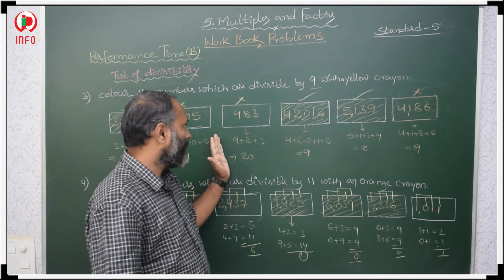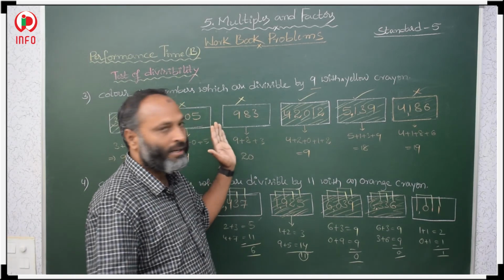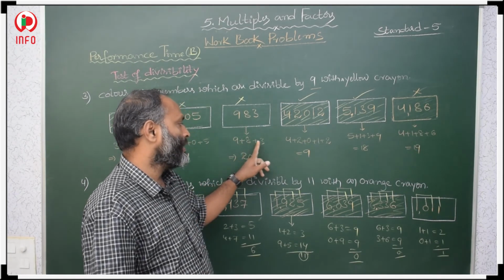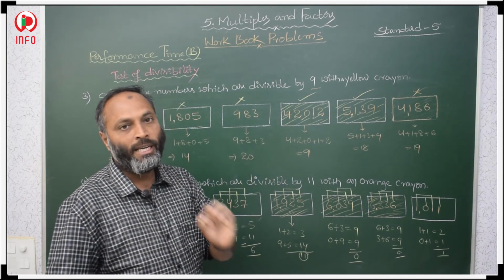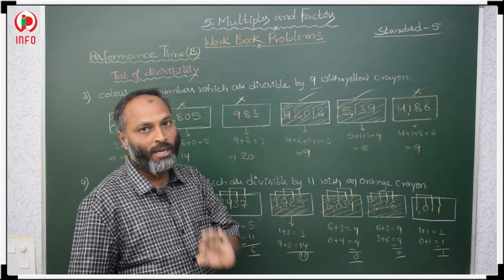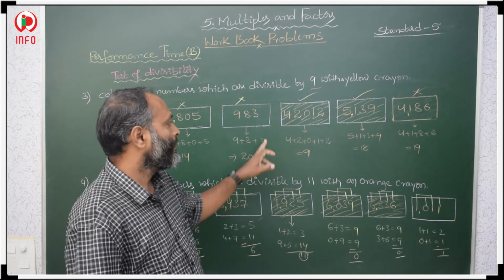Next, this one, again here also we have to find the sum of the digits. What is our sum of digits, 9 plus 8 plus 3? It is 20. 20 is not in the 9 table. It means this number is not divisible by 9. Okay?